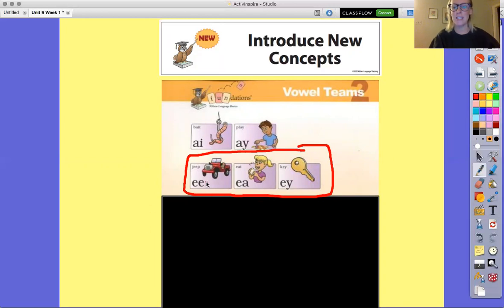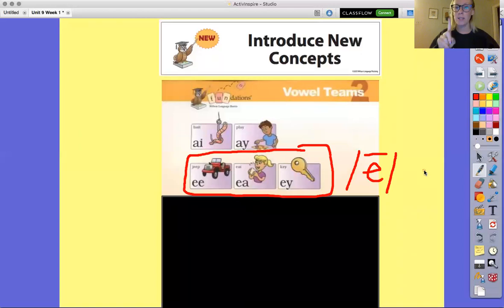they all say the same sound. And the sound that they say is the sound for the letter E, but not E, ed, eh. This is the long E sound, so it gets this bar across the top. It's the long E, so it's when E says its name. So each of these 3 vowel teams, even though it's 2 letters, it's 2 vowels coming together, they make one sound, and the sound is a long E.